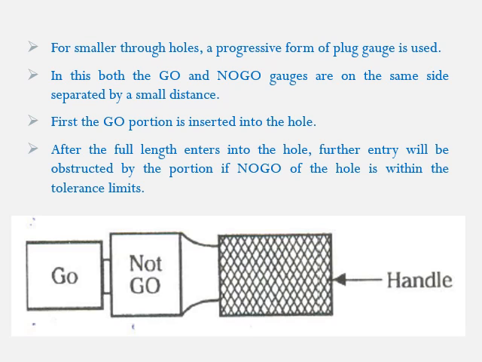The go gauge will pass through the minimum size of the hole, and it will enter until the no go gauge comes in contact with the entry of the hole. When the no go gauge tries to enter the hole, it is obstructed, so the tolerance limit is further confirmed. Both are on a single handle, but in a progressive form: initially the go gauge, and after that the no go gauge. So this kind of gauge we call a progressive form of plug gauges.